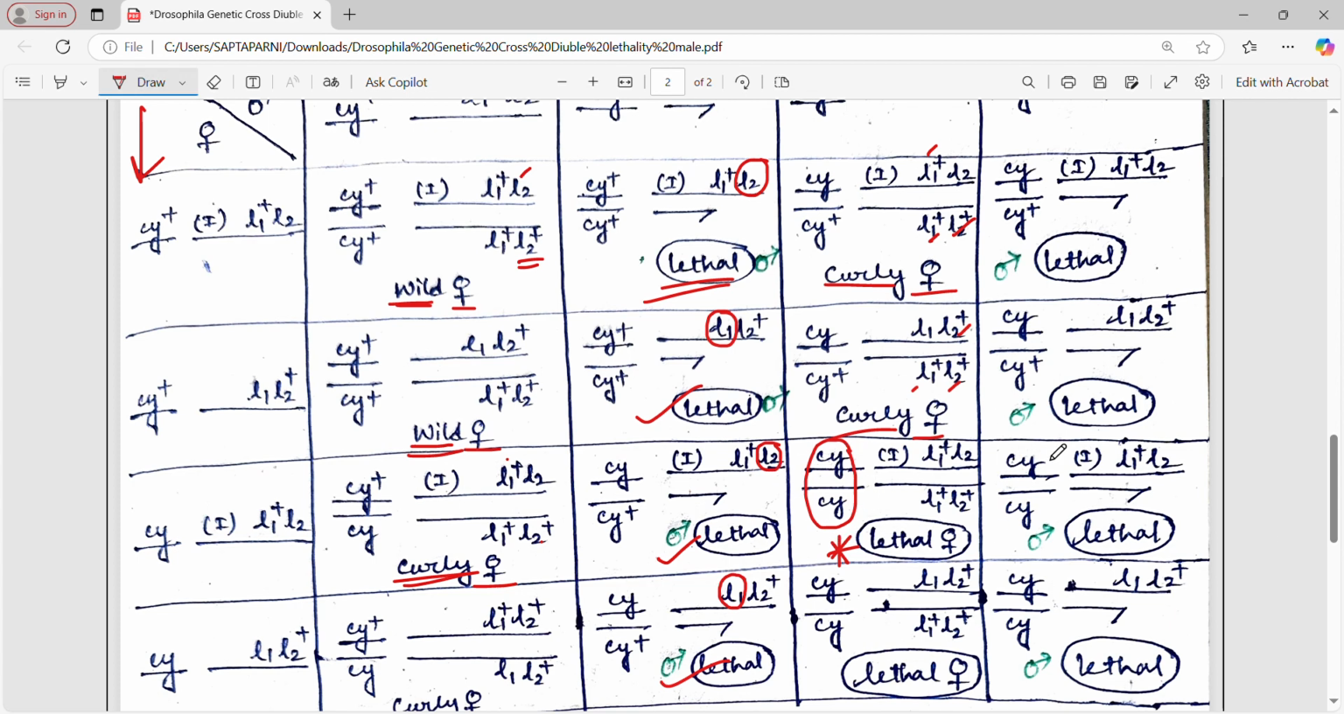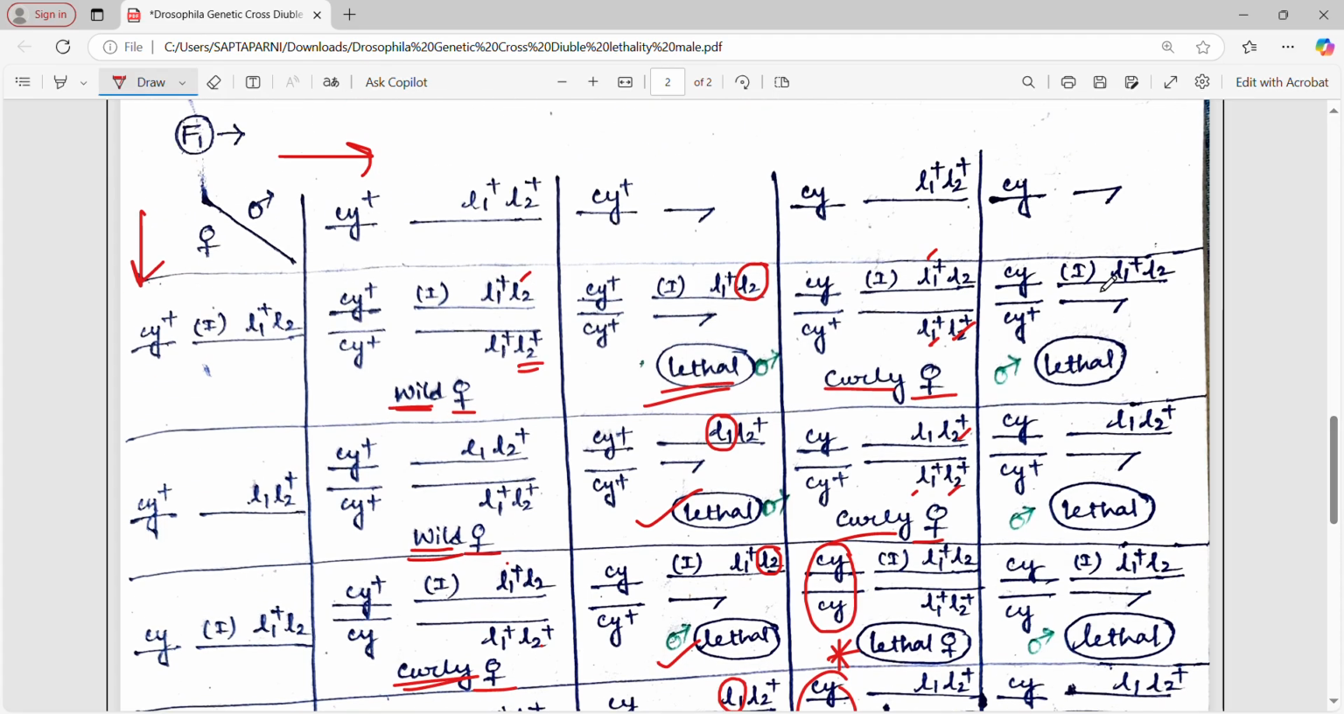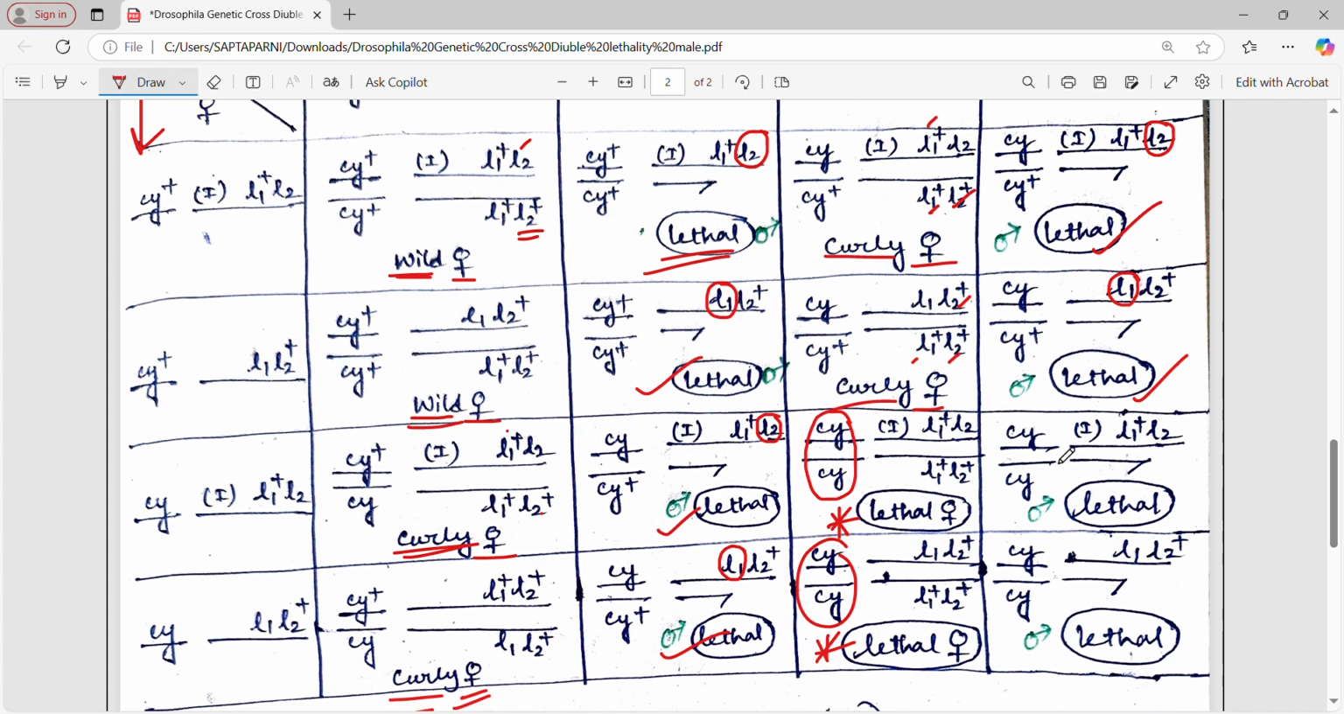So first time we are accounting a lethal female due to lethality in CY. Next, same case here, CY, so this female is also lethal. So 2 females are lethal here only due to presence of the recessive lethal allele CY, not due to presence of lethal alleles L1, L2. Then next, CY plus, but X and Y, here X lacks L2 plus allele, so it will be a lethal male. Then CY plus, but the X chromosome lacks L1 wild type allele, so it is also a lethal male. Then CY, so this male is already lethal due to presence of CY here, and this male is also lethal due to presence of CY here.